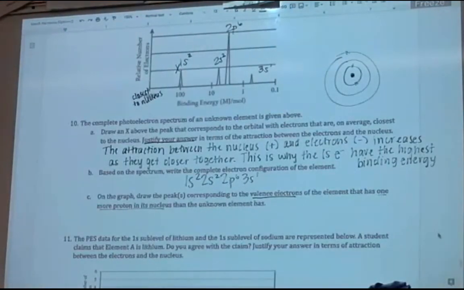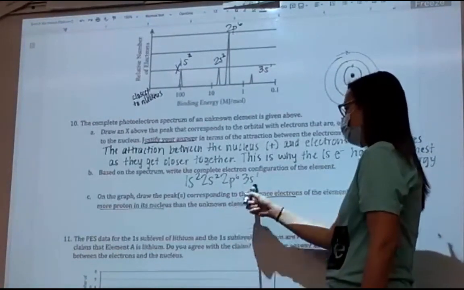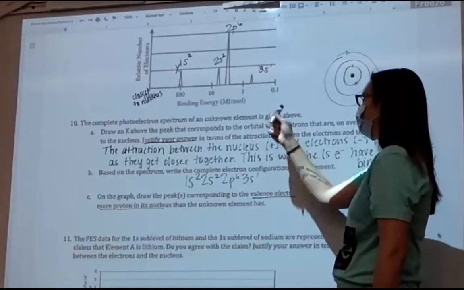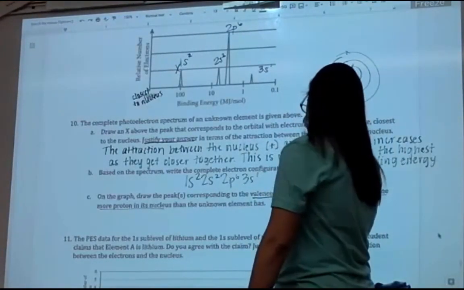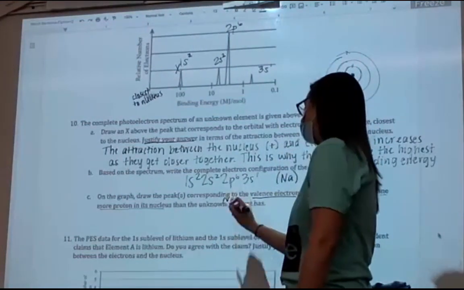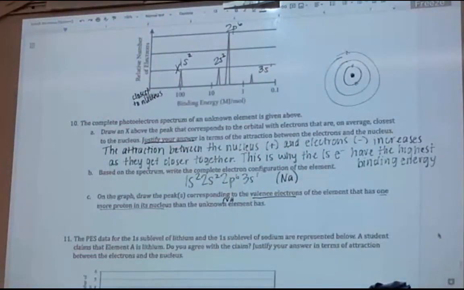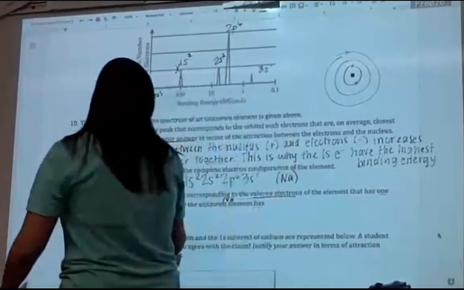So let's just kind of take this step by step. First, I need to know what the unknown element is. So based on this configuration, what's the unknown element? Sodium. Okay, so the unknown element is sodium. So now we're going to be looking at an element that has one more proton in its nucleus. Sodium has an atomic number of 11, has 11 protons in the nucleus. What is the element that has the atomic number of 12? Magnesium.